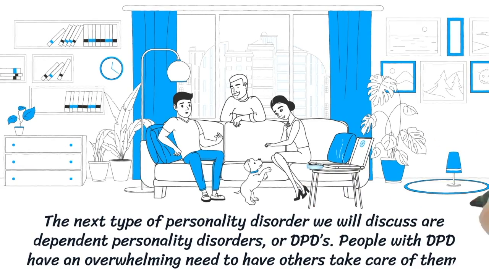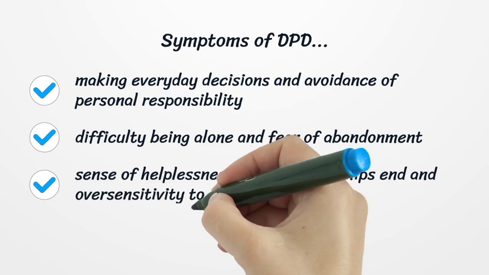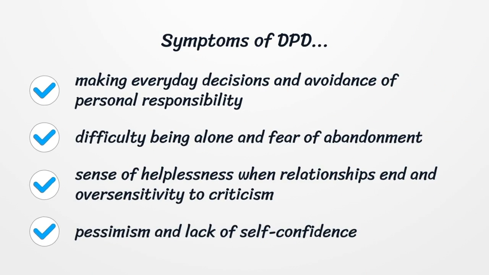The next type of personality disorders we will discuss are dependent personality disorders, or DPDs. People with DPD have an overwhelming need to have others take care of them. Often, a person with DPD relies on people close to them for their emotional or physical needs. Others may describe them as very excessively needy or clingy. They may have the belief that they are unable to care for themselves, having trouble with everyday decisions without reassurance.